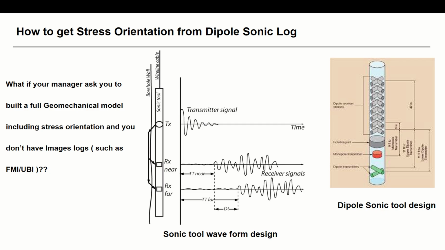So first of all, we will try to answer a common question. What if your manager asks you to build a full geomechanical model including the stress orientation, and you don't have image logs such as FMI or UBI? Sometimes we face this problem or this issue.